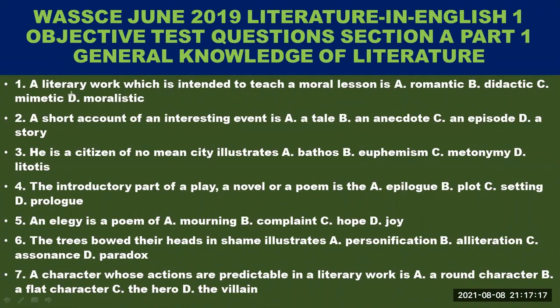A literary work which is intended to teach a moral lesson is A, romantic, no? B, didactic, yes. This is the option because a didactic work of art is any work of art or literary work that is intended to teach moral lessons. You have didactic poetry, you know, any work of art, in fact, that teaches a moral lesson is known as didactic, all right?